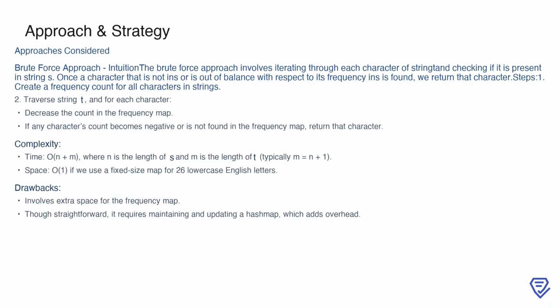To solve the problem of finding the extra character in string t that is not in string s, we can first consider a brute force approach. The intuition here is straightforward. Iterate through each character in string t and check whether it exists in string s, along with its frequency. To implement this, we start by creating a frequency map for all characters in string s. As we traverse through string t, we decrement the frequency of each character in the map. If a character's count becomes negative or it doesn't exist in the map, we know that's the extra character, and we return it.